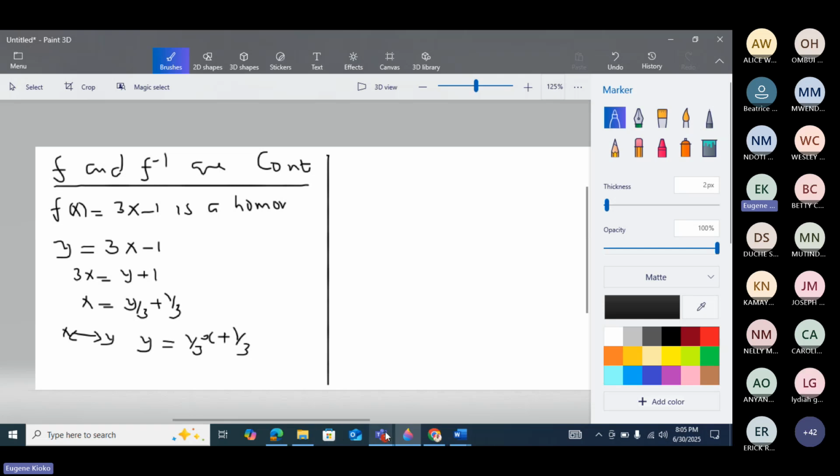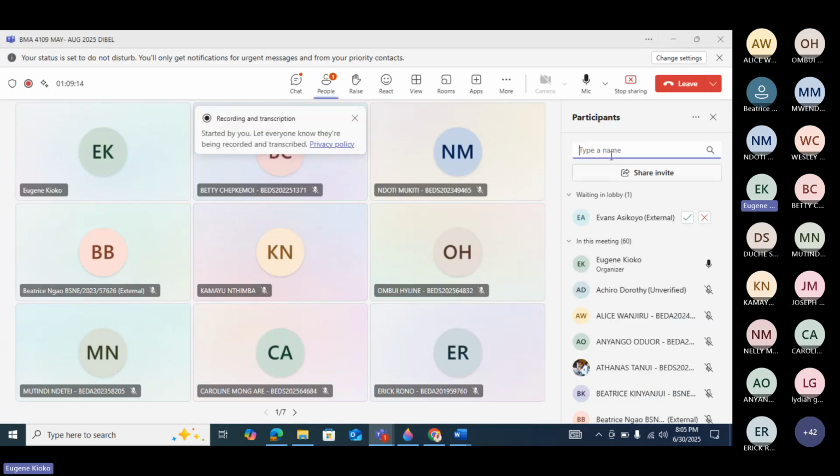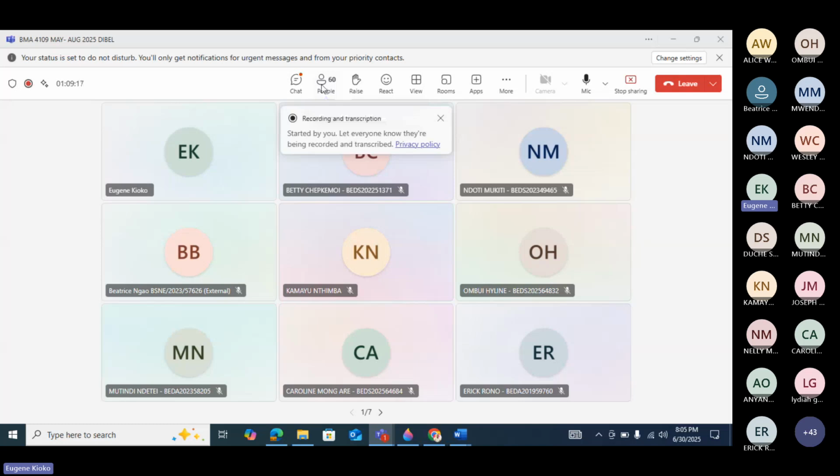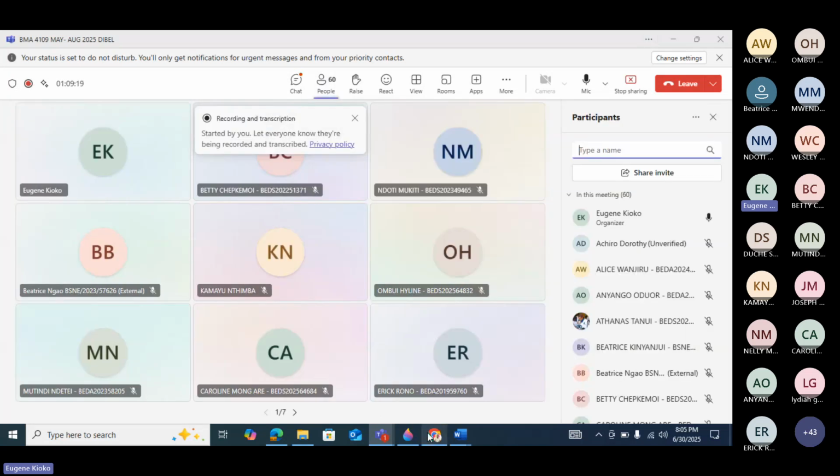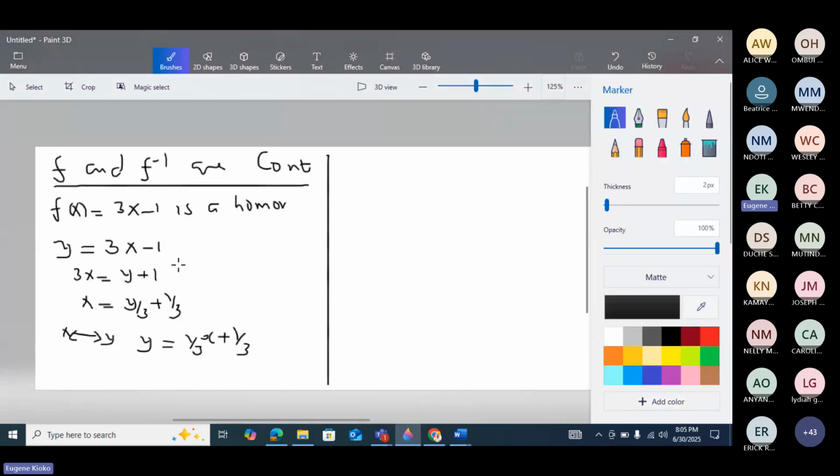So the first thing that I have done is to compute the inverse. So I have two things. I have f, which is 3x minus 1. I have f inverse, which is a third x plus a third. What am I supposed to see? I want to know, are both of them continuous?